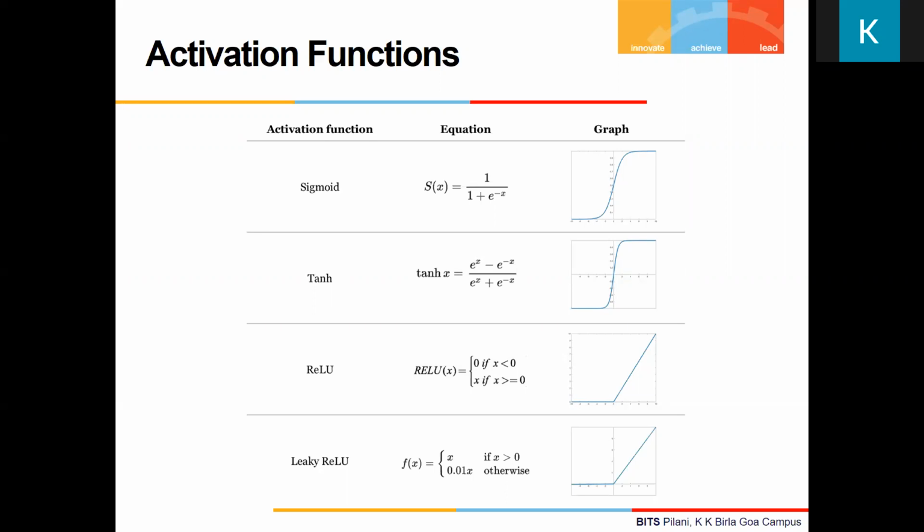Those neurons were called perceptrons. That was very interesting. Later, more non-linear kinds of activation functions were introduced. A very, very popular one is called the sigmoid activation function. This is the equation: 1 by 1 plus e to the power of minus x.